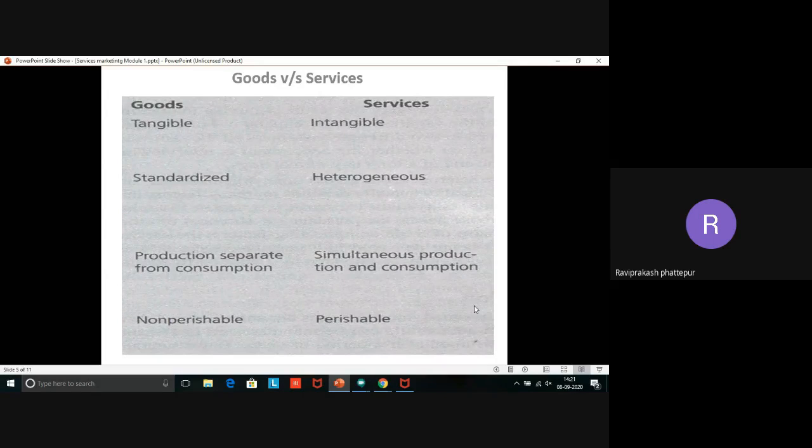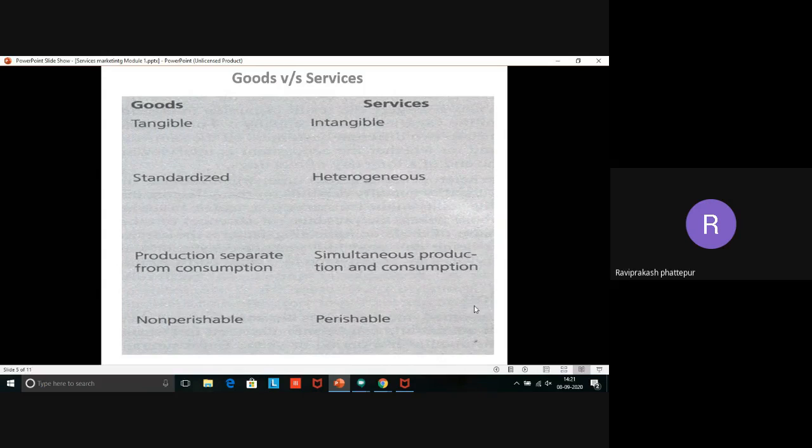Okay. Next is production separate from consumption. So in the case of a product, it can be produced somewhere else and used in some other place. But for services it is not so. So, simultaneous production and consumption. Here you have to produce the service then and there, and it has to be consumed by your customer or the consumer then and there. Okay.